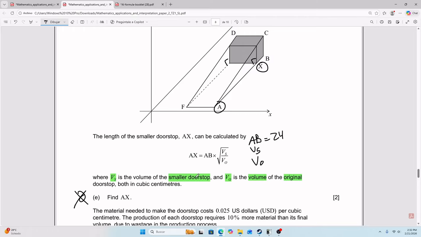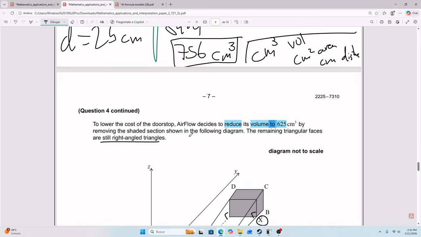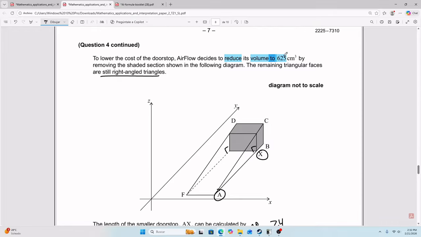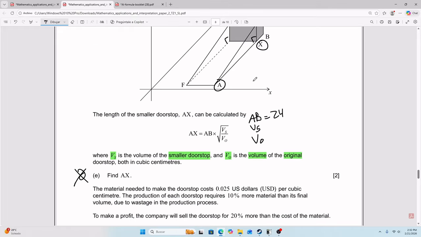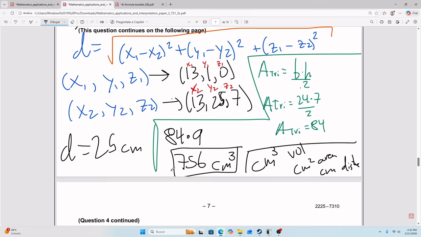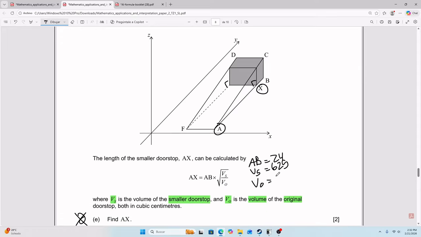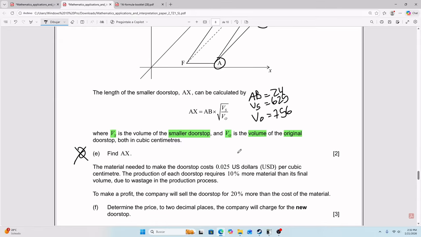VS is the volume of the smaller doorstop. And earlier they told you that Airflow decides to reduce its volume to 625. And so the volume of the smaller doorstop is 625. And the volume of the original, you found it over here, 756. And so notice how suddenly this function that looked extremely nasty and scary, you go piece by piece and realize, oh yeah, you actually have everything you need.